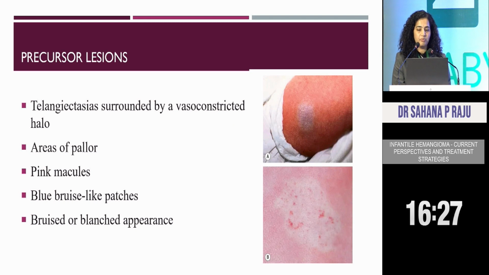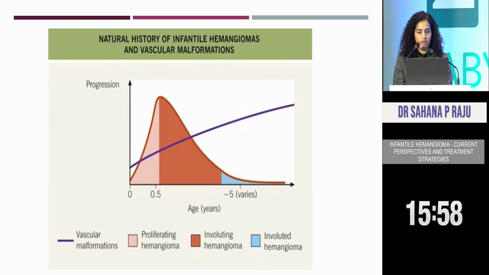There are certain precursor lesions. When you see these lesions in an infant, and the infant also has certain risk factors, you always have to rule out infantile hemangiomas. The most common one is this area of pallor, or this blanched appearance. The other precursor lesions are bruised appearance and telangiectasia. When you see these lesions in an infant, you have to suspect that this child might develop infantile hemangioma in the future.